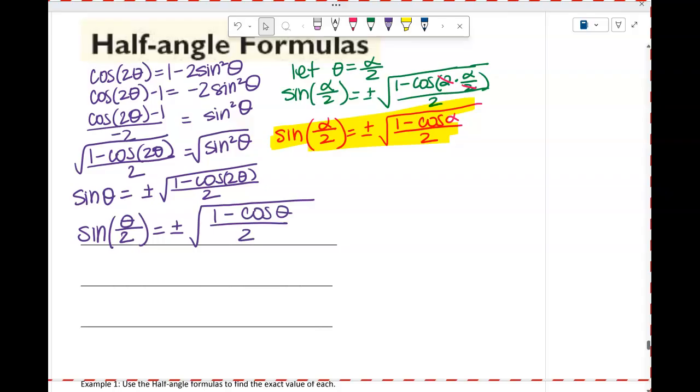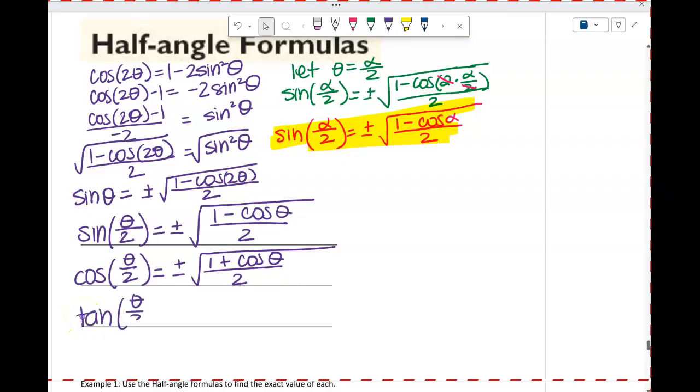Now I'm going to write the other ones as well, such as cosine of theta divided by 2 equals plus or minus big radical 1 plus cosine of theta divided by 2. And then we'll write tangent. Remember, tangent is just sine divided by cosine. So we're just going to go the tangent of half, again, is still plus or minus. And then if we take sine divided by cosine, students, that means your denominator of 2 is now gone. So now we just have 1 minus cosine of theta.